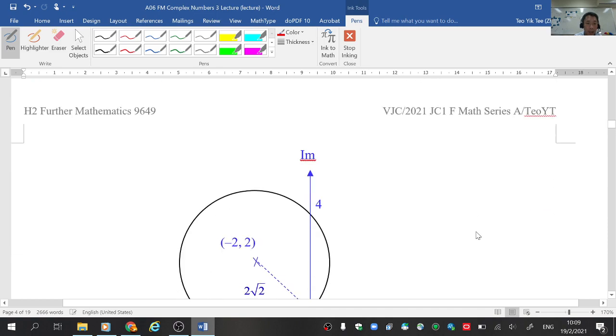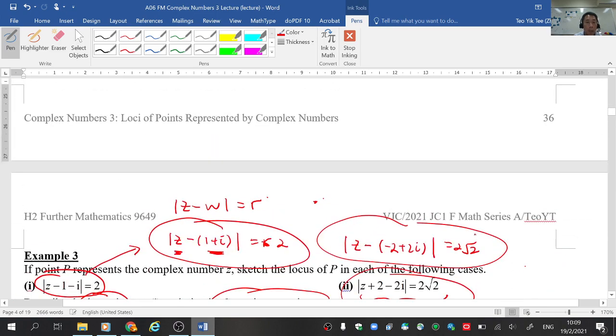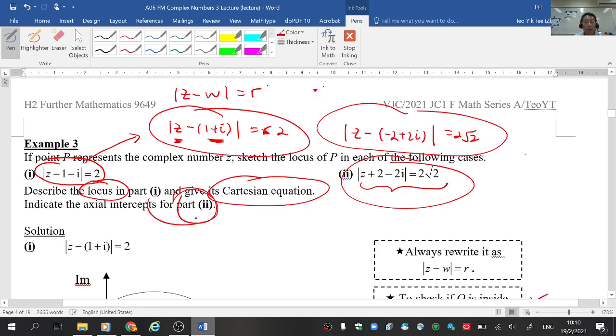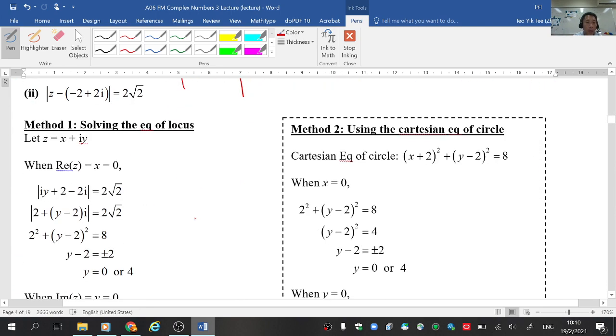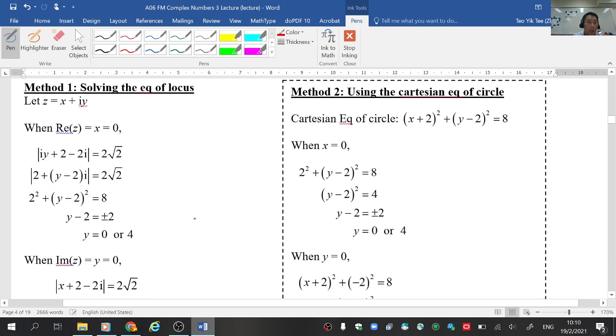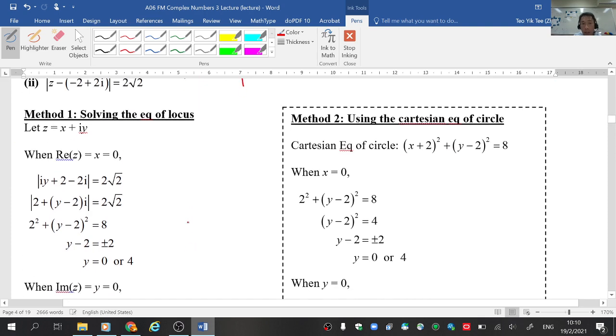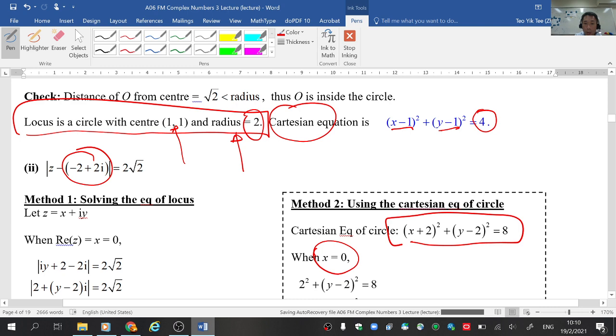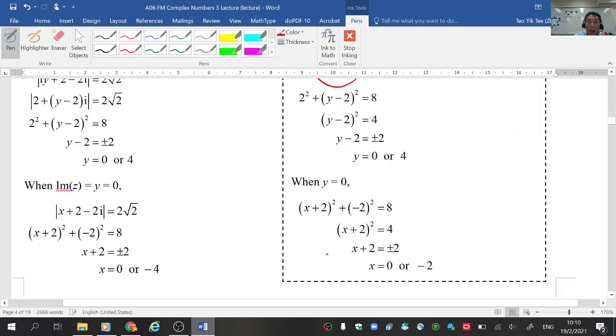Okay, for the second equation, part 2. Part 2 asks for axial intercepts. So how are you going to do it? The best way to handle this is technically to use the Cartesian equation, because I know where the center is, right? The center of the circle is here. So fit it into the standard equation of a circle. Substitute x equals 0, substitute y equals 0, and you will be able to give me the so-called real x and y intercepts.